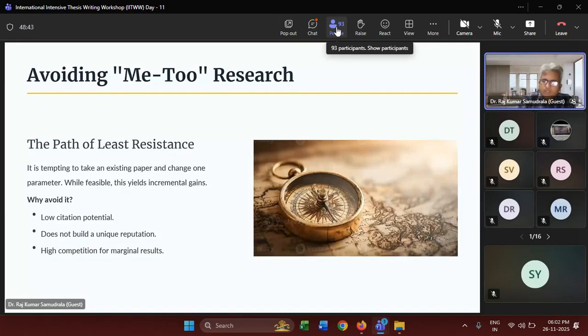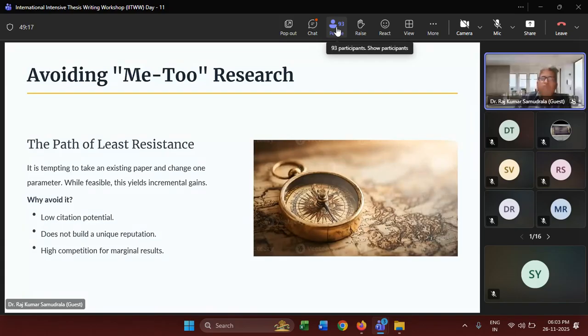Why avoid it? If you publish the results also, nobody will read. You won't get any citation. It does not build a unique reputation. It is a normal kind of work. Who will read your results, your research papers? High competition for marginal results. If you publish some small results, nobody will care. That's why we should avoid me-too research.